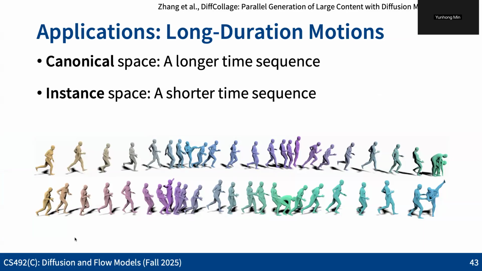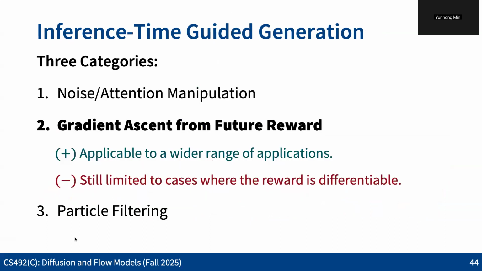And also for motion generation, what we can do is take a pre-trained model that makes short sequences of motions, and make them longer by combining multiple short motions into a long motion while making the transition smooth using this kind of synchronization technique. So those are also applications of what we can do with gradient ascent from the feature world.